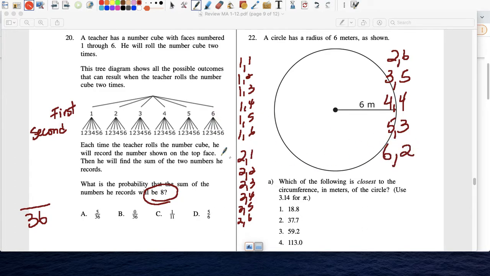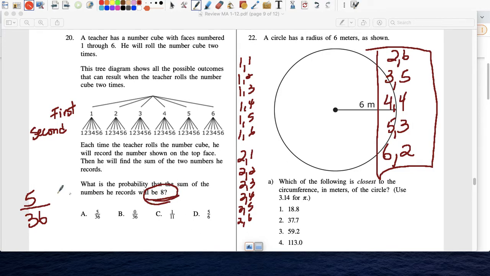So, out of all these 36 possible outcomes, how many will give me the sum of 8? 5 different combinations. So, what's the probability of you throwing 2 dice and getting the sum of 8? Well, you have a 5 out of 36 chance of that happening.